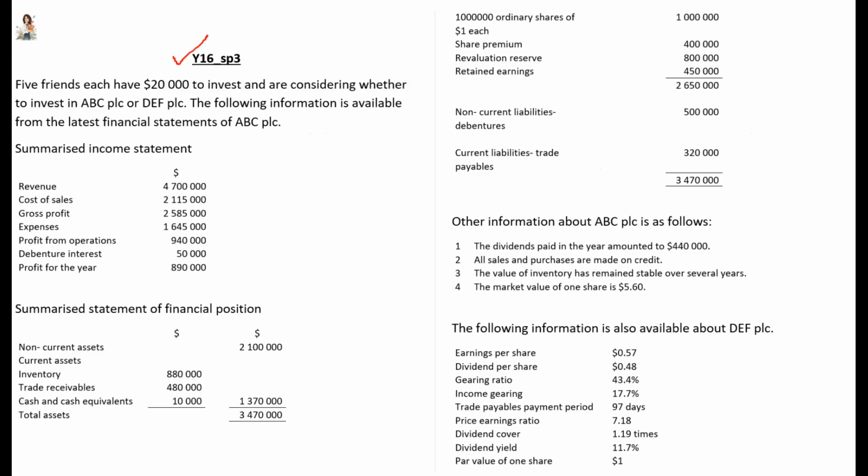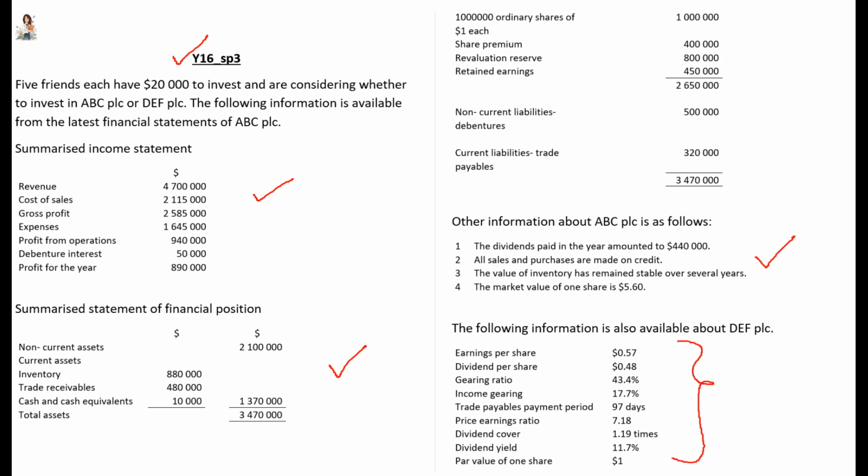This is 2016 Specimen Paper 3. There are 5 friends. Each one has $20,000 to invest. There are 2 companies, ABC and DEF. We have been provided the financial statements of ABC PLC. So we have the summarized income statement of ABC. Then we have the summarized statement of financial position, and then we have been given some additional information about ABC.